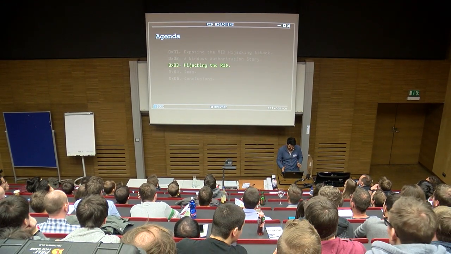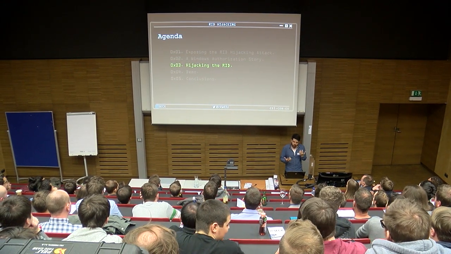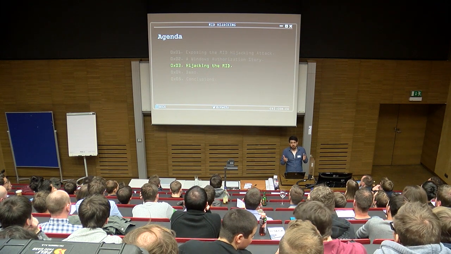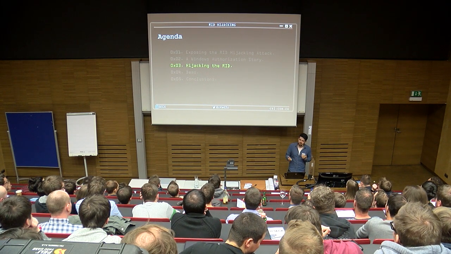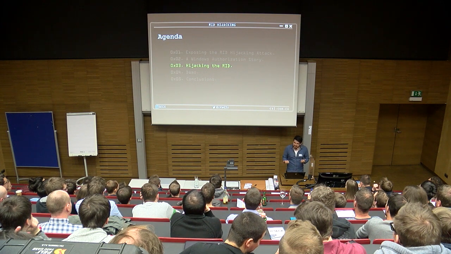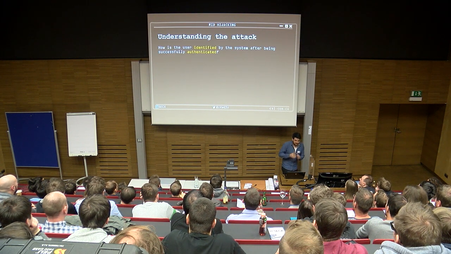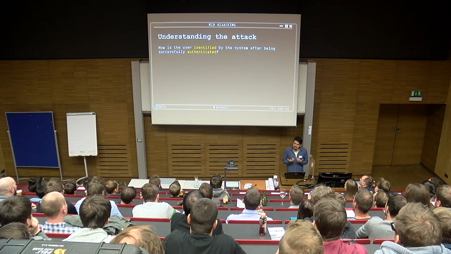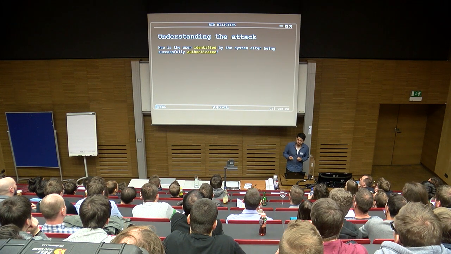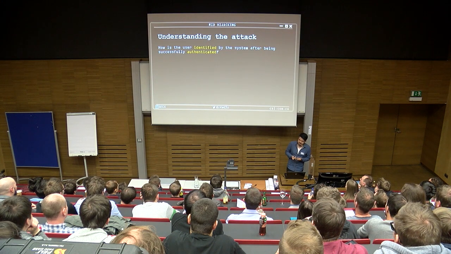OK, so now that we went through the Windows standard Logon process, let's take a look at the thing we are interested in. Where in the process do you think is something exploitable? So it is important to recapitulate by question. How is the user identified by the system after being successfully authenticated?